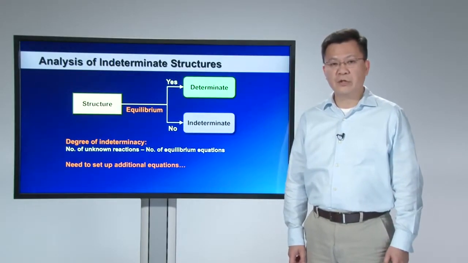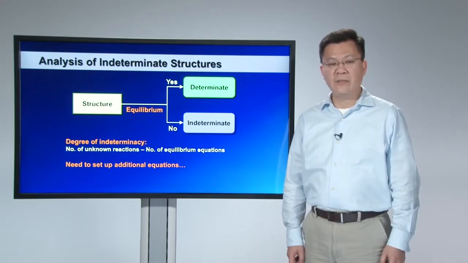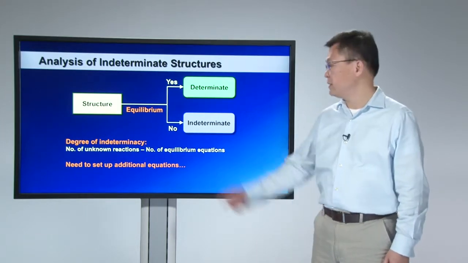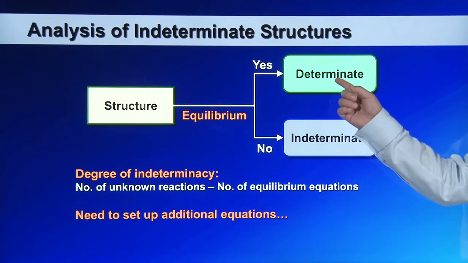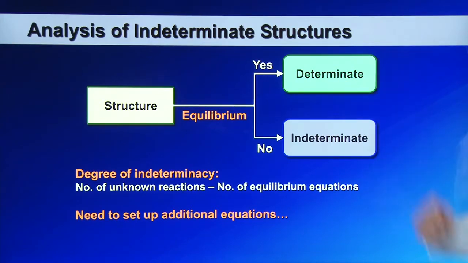How do you know a structure is determinate or indeterminate? The key here is equilibrium. If you can use the equilibrium conditions to analyze the structure, then it's called determinate. If you cannot, then it's called indeterminate.